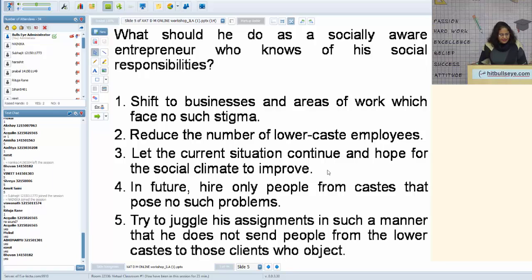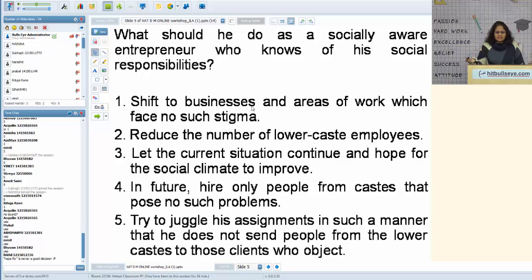Okay, so you feel the third could also be the correct answer. Let's look at the options. Shift to businesses and areas of work which face no such stigma. So guys, when we have this kind of an option, you see that shifting to another business doesn't make much sense, because then the entire purpose is lost.